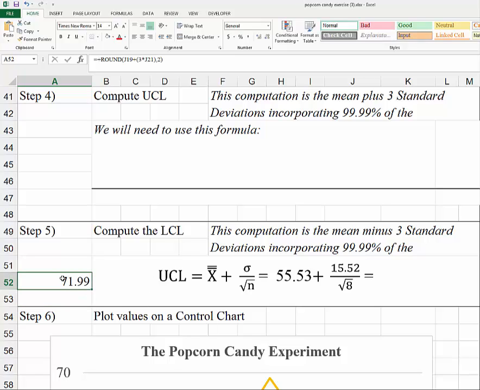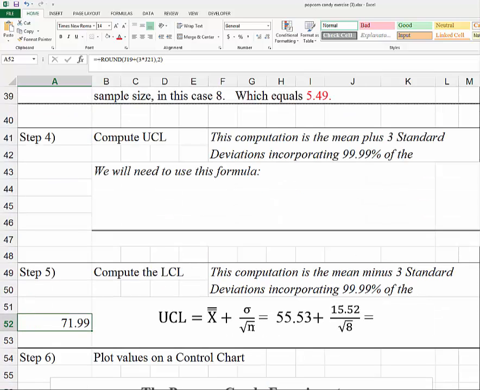So this means that the highest we would want any of our table averages to be is about 72. If we have a table that goes above that, then that would suggest that they were doing something that was maybe not quite the way it was supposed to be. And we're going to do the same exact thing to compute the lower control limit.